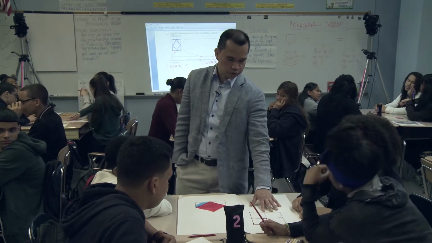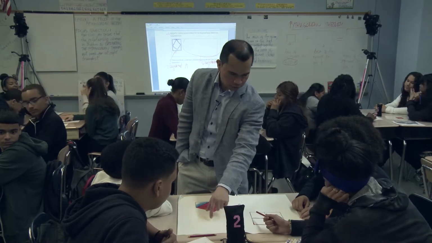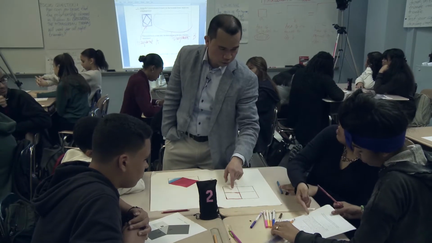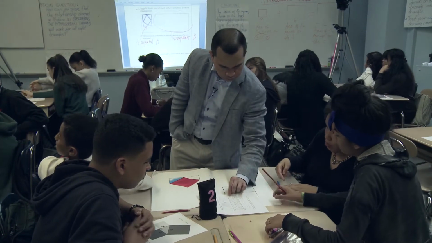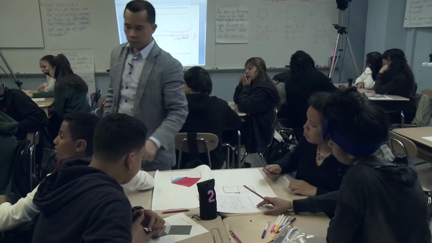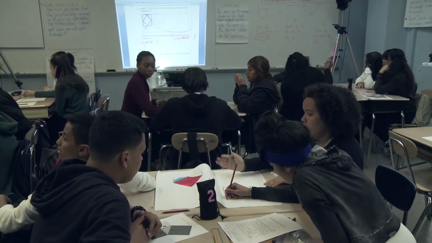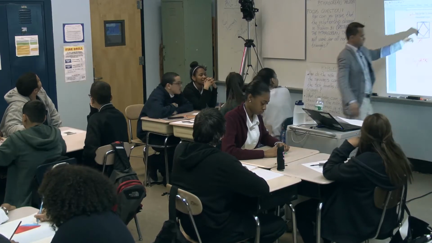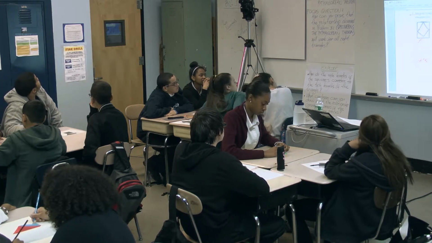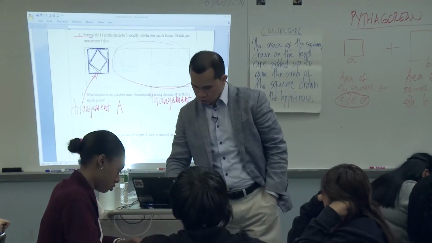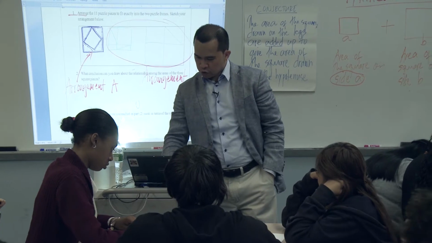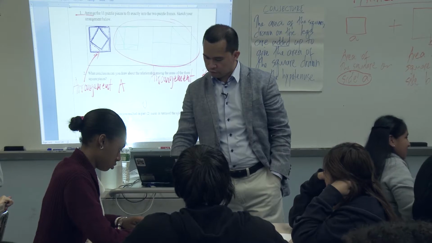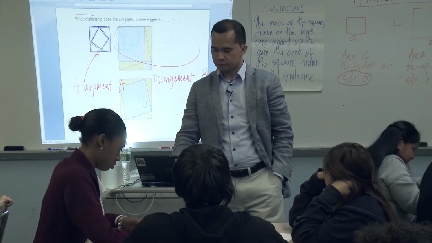All right. I need you to share it in a moment. Any conclusions that you have drawn based on the areas of the squares? What conclusion have you drawn about the area of the squares, the puzzle frame, and the puzzle pieces?